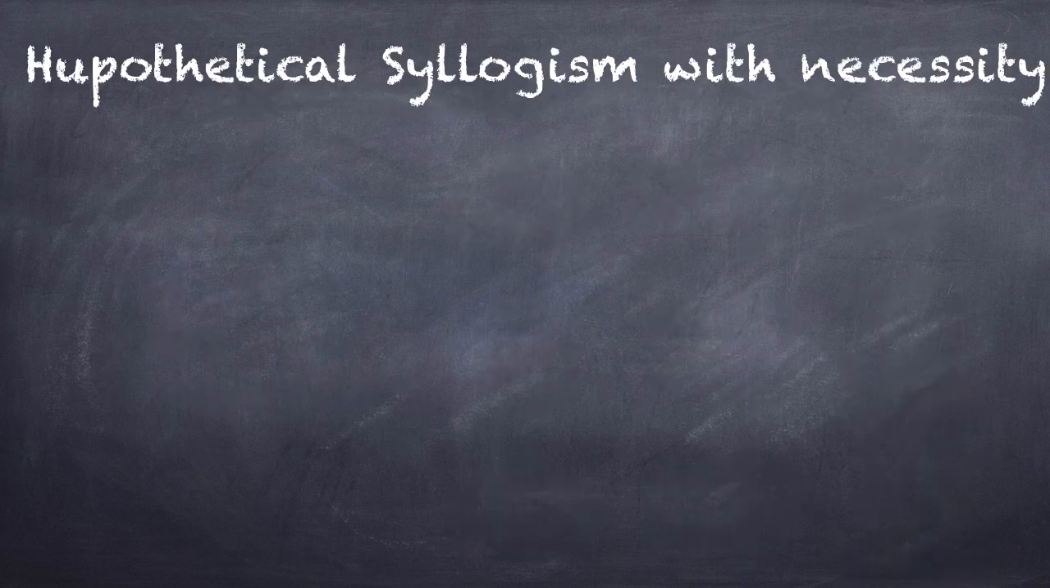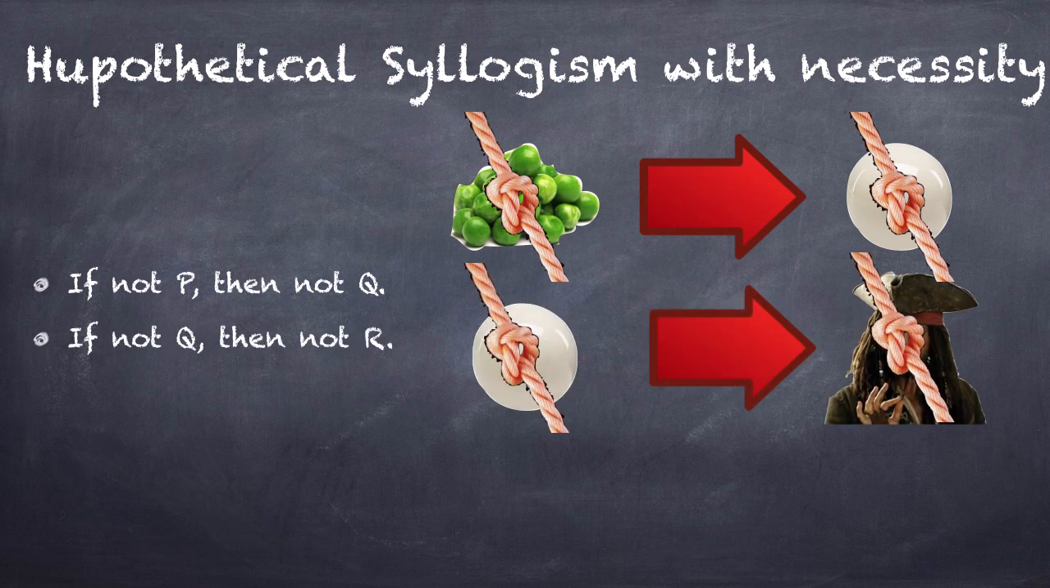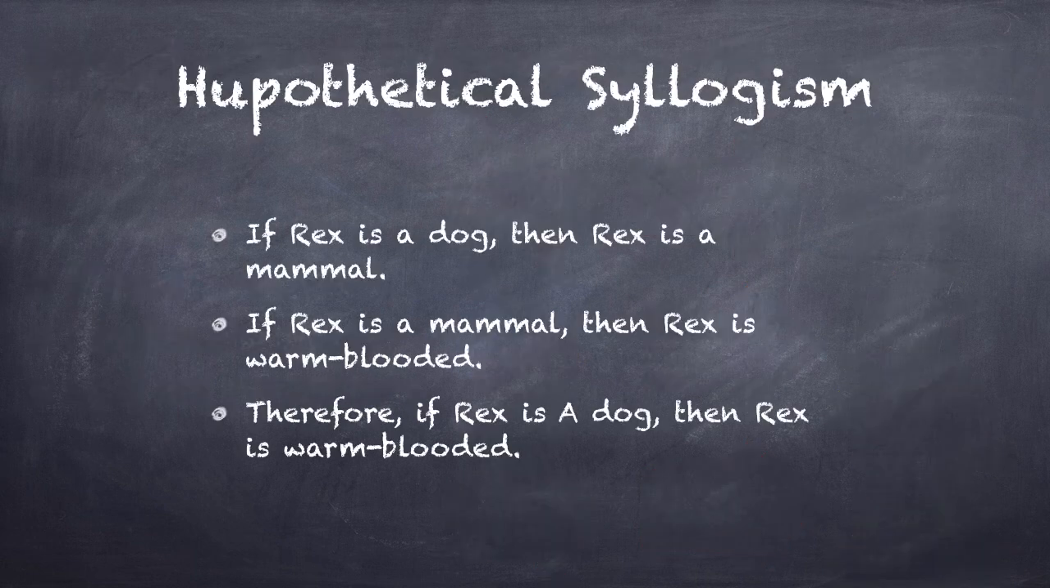Hypothetical syllogism works just as well with necessity as it does for sufficiency. First, we have a conditional expressing necessity from P to Q. Next, we have a second conditional expressing necessity from Q to R. So we infer a conditional expressing necessity from P to R. Here's an example of hypothetical syllogism. From the fact that Rex is a dog, we know he's a mammal. From the fact that Rex is a mammal, we know he is warm-blooded. So we conclude from the fact that Rex is a dog, we know he is warm-blooded.